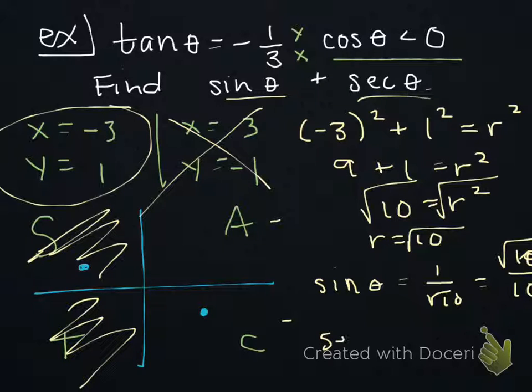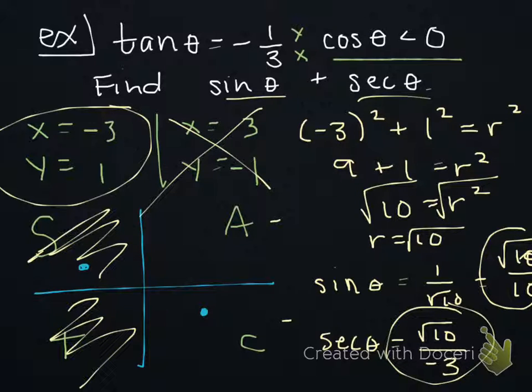And then secant is r over x. So root 10 over my x value of negative 3. So there are our two answers. So that's all for today. We're going to do some more practice on all of these concepts tomorrow.